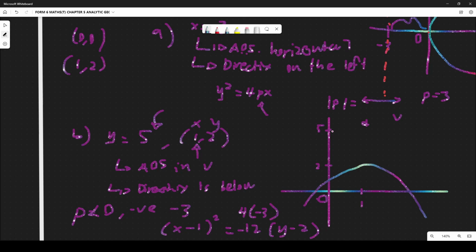Don't forget to label your directrix. Just put dotted lines; you don't even have to put a straight line. And if possible, put an X on your vertices. For this one, I would say it's okay to not label these, but you can still do it.